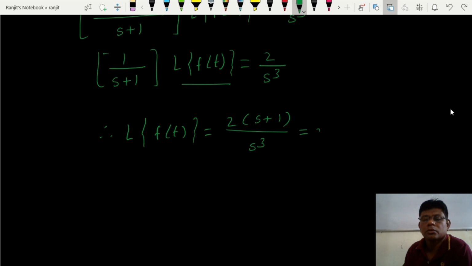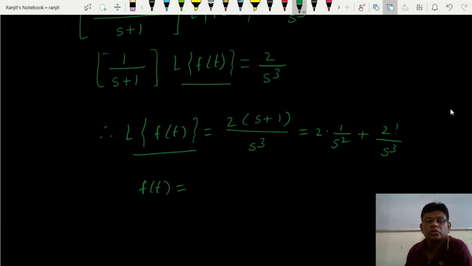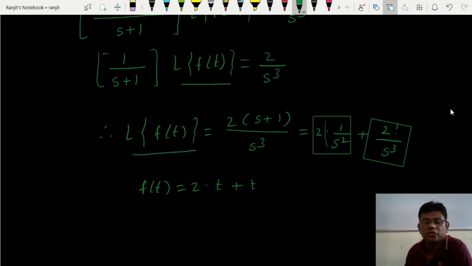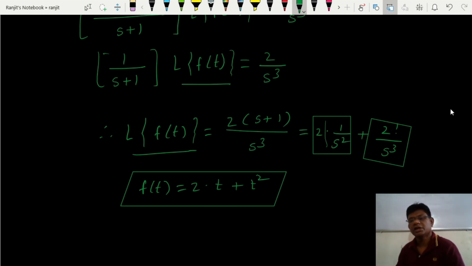This is equal to 2 times s upon s to the power 3, plus 1 upon s square, plus 2 means 2 factorial upon s to the power 3. Now applying L inverse, f of t equal to inverse of this 1 upon s square, 2 times t plus inverse of 2 factorial upon s to the power 3. Answer is, so this is the required solution for the given integral equation.